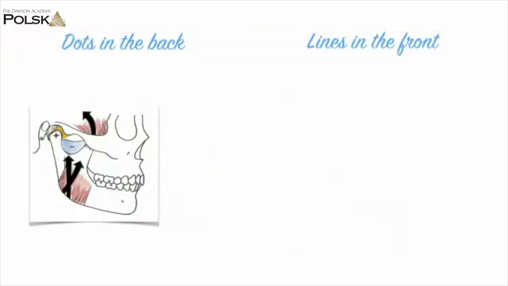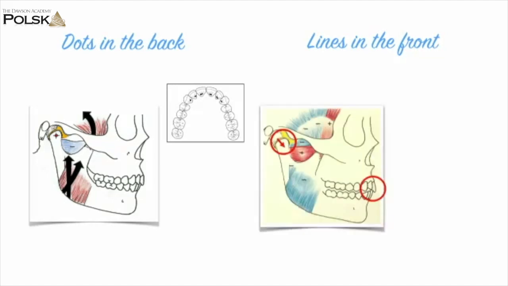So when we talk about getting our occlusion functionally correct at the Dawson Academy, we talk about dots in the back. Dots in the back are proper contact points in the posterior occlusion: functional cusp tips, marginal ridges, or central fossae.